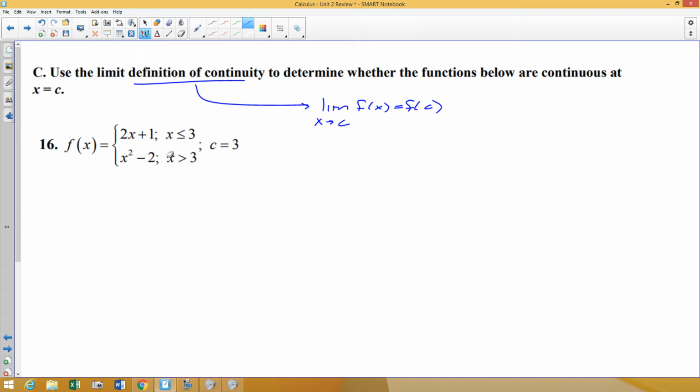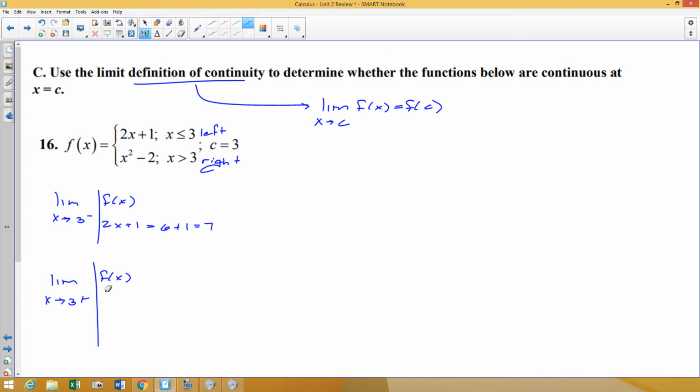And so this one, because my function is different on the left and right side of my point in question, x equals 3, then I will need to actually find the limit as x approaches 3 from the left, and I will need to find the limit as x approaches 3 from the right, and I will compare those answers and see if they are the same. So the left side, I'm using the equation 2x plus 1. 2 times 3 is 6, plus 1 is 7. The right side, I'm using the equation x squared minus 2. 3 squared is 9, minus 2 is also 7.